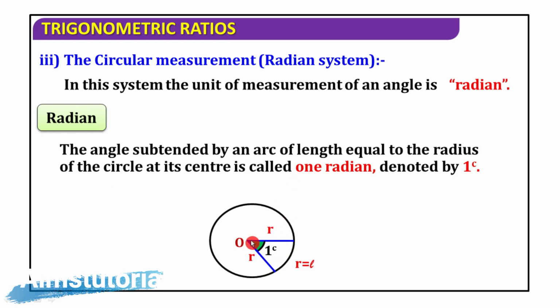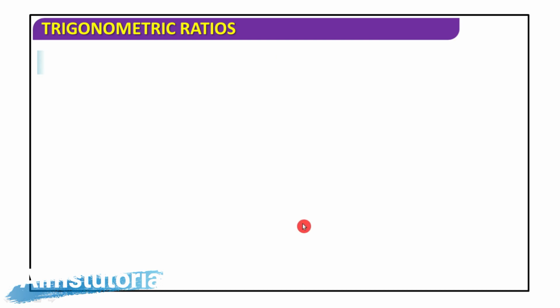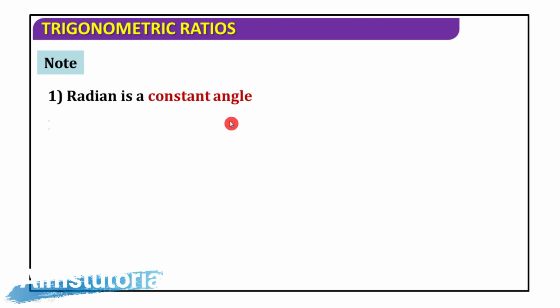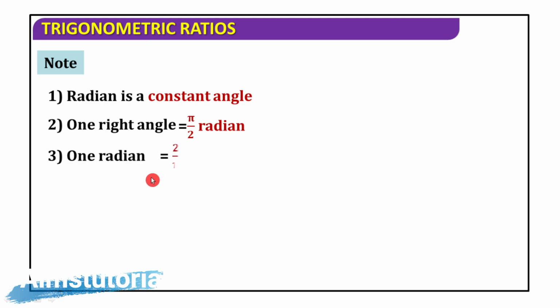So this is our circle. O is the center, R is the radius. Here the length of the arc L equals R. Then this angle is called 1 radian. Note, radian is a constant angle. One right angle equals pi by 2 radian, and 1 radian equals 2 by pi right angle.